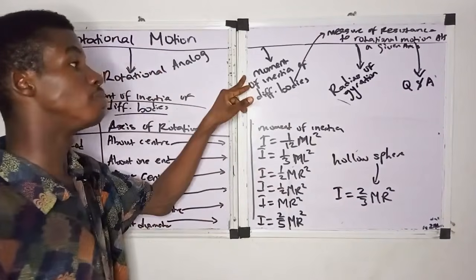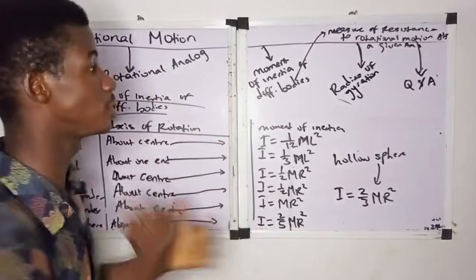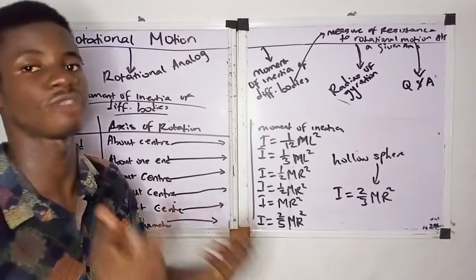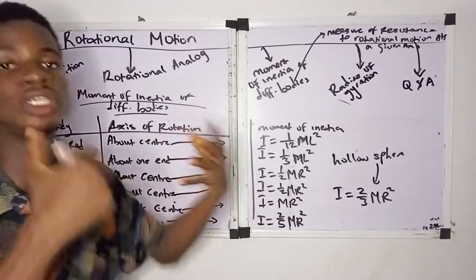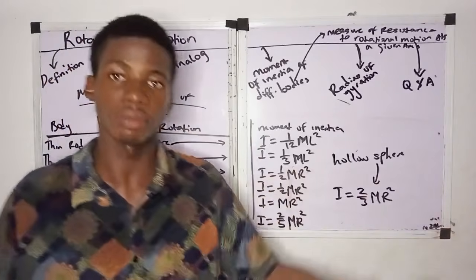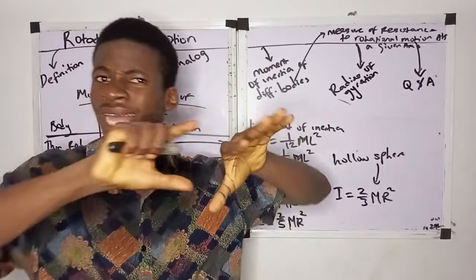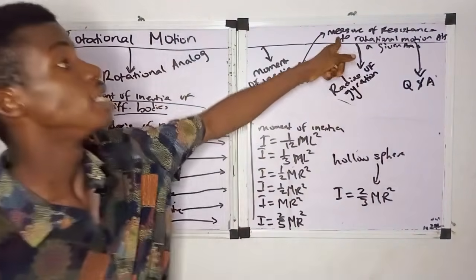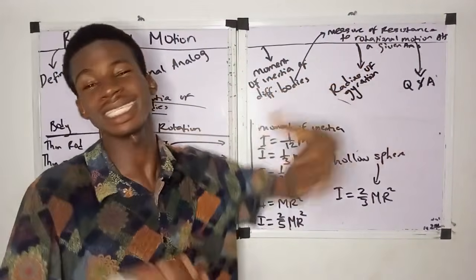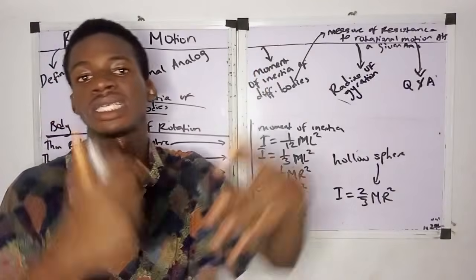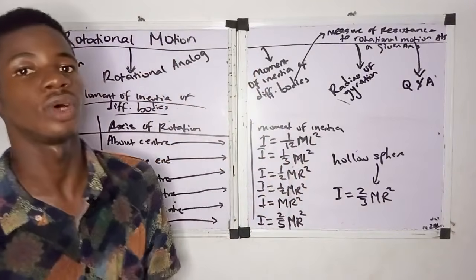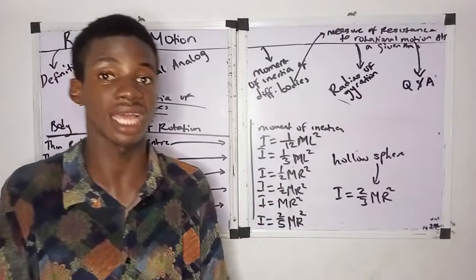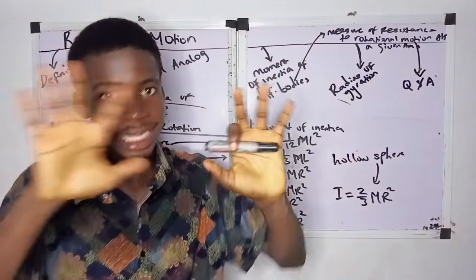All right, so for the moment of inertia of different bodies. Now, at first, what is moment of inertia? Moment of inertia is just the measure of resistance to rotational motion. The measure of resistance to rotational motion about a given axis is known as moment of inertia.